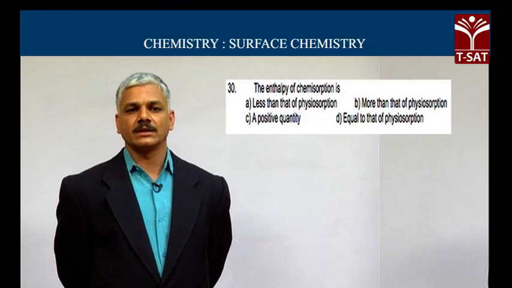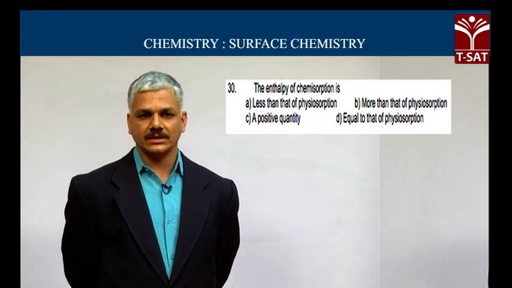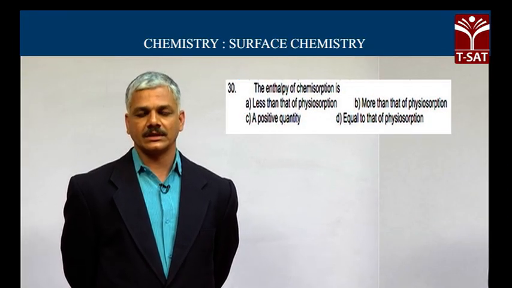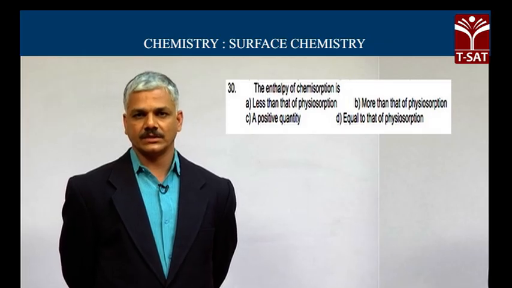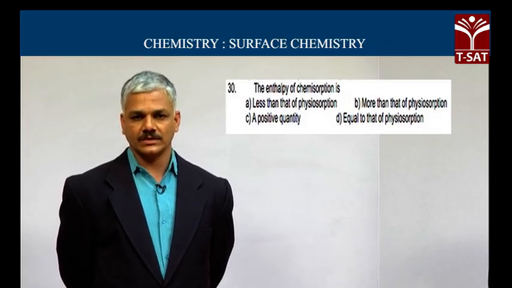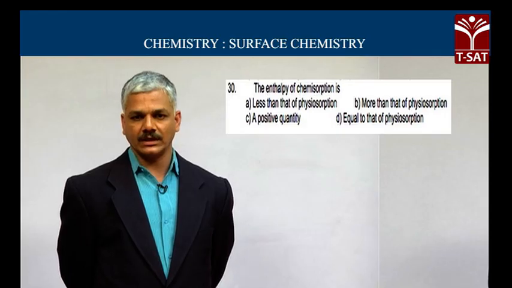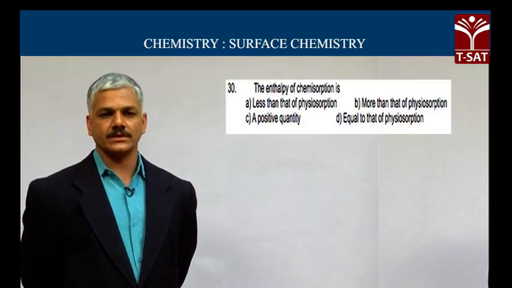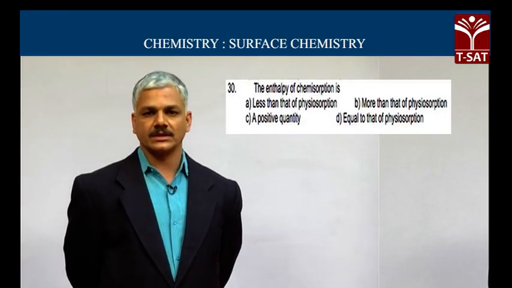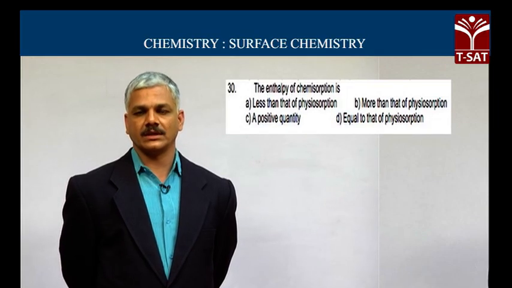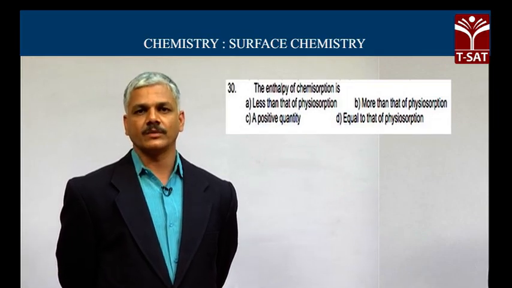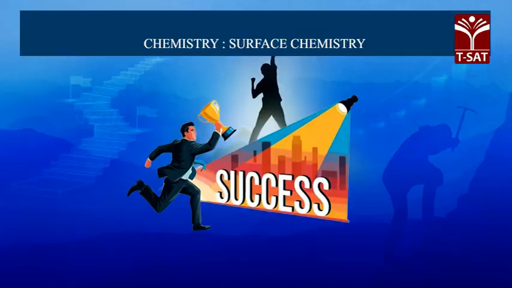30th question. The enthalpy of chemisorption is. Given options are less than that of physiosorption, more than that of physiosorption, positive quantity, equal to that of physiosorption. The correct option is B. Chemisorption enthalpy value is always more than that of physiosorption.